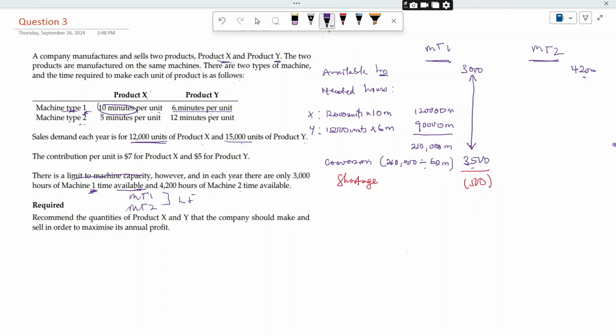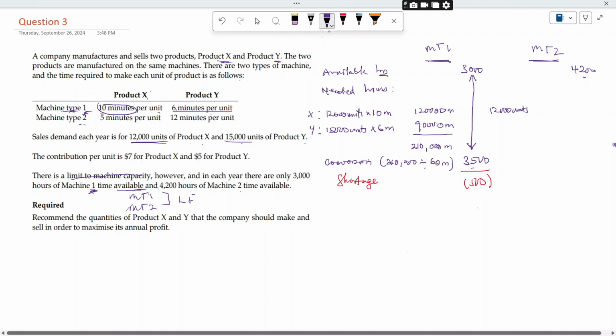Now let's go to the computation for machine type 2. So we use the same approach. 12,000 units of X times 5 minutes. Then we have 15,000 units of Y times 12 minutes. Now let's look at here.